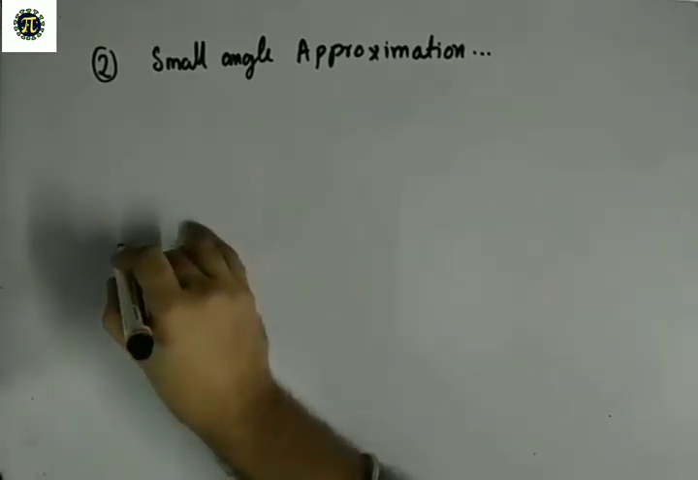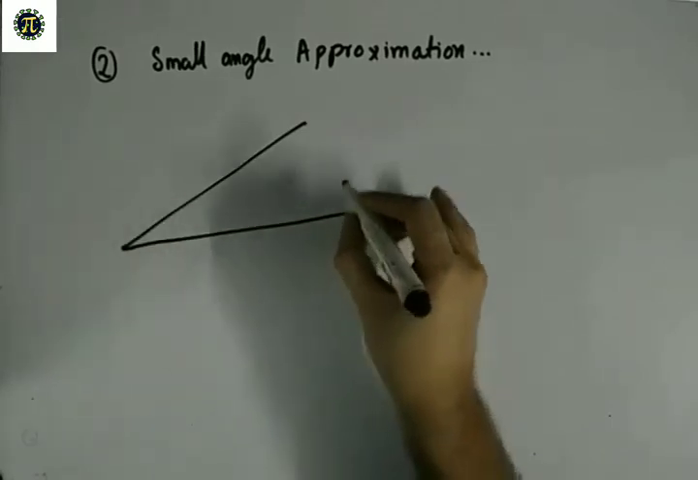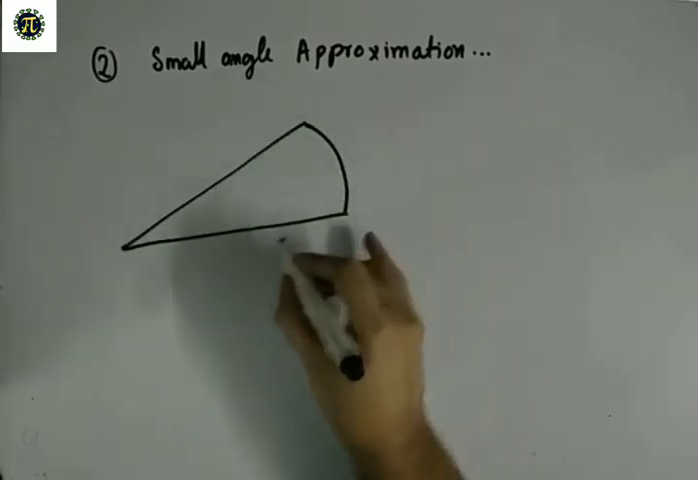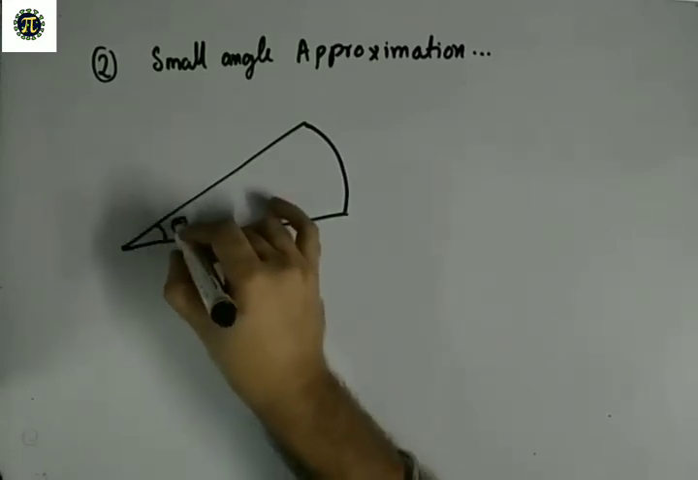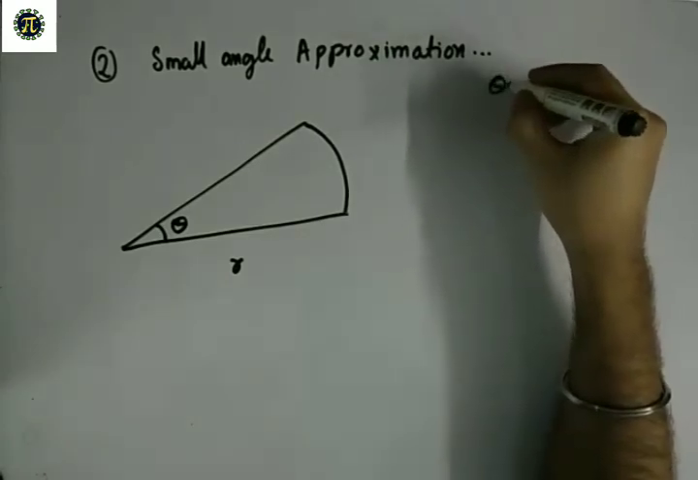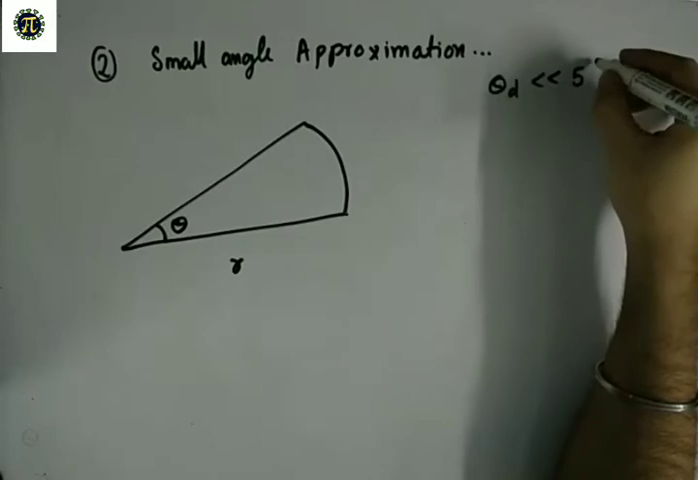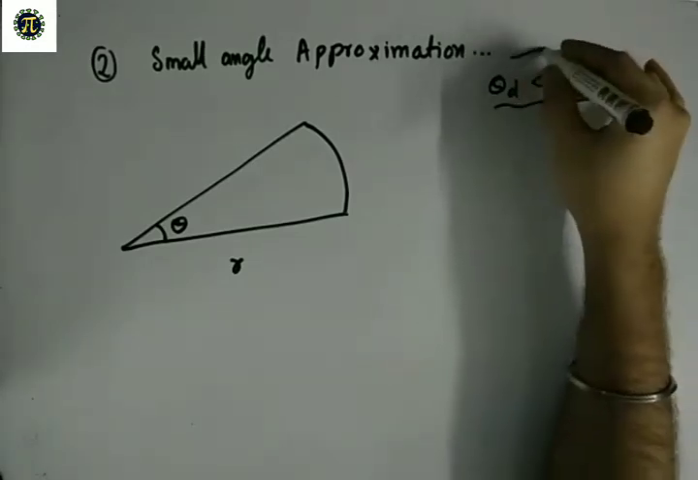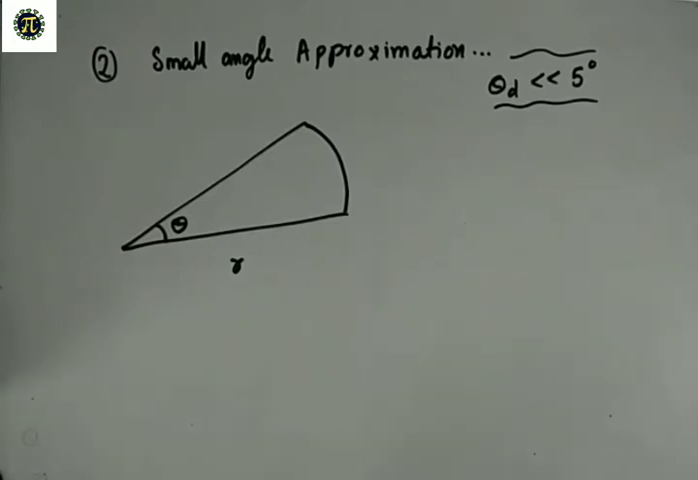In the last lecture, we learned about a sector of a circle whose radius was r and this angle was theta. This small angle approximation only works, let's say, if theta in degrees is less than 5 degrees, right? That's why it's a small angle approximation. This angle should be very small. So the angle in degrees should be smaller than 5 degrees.